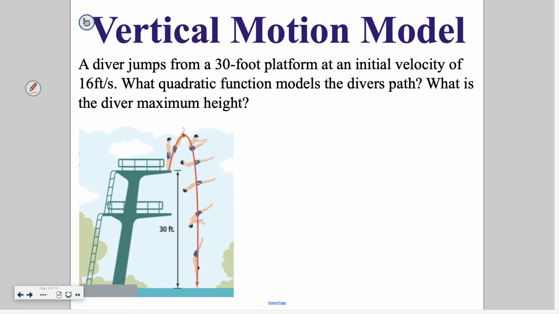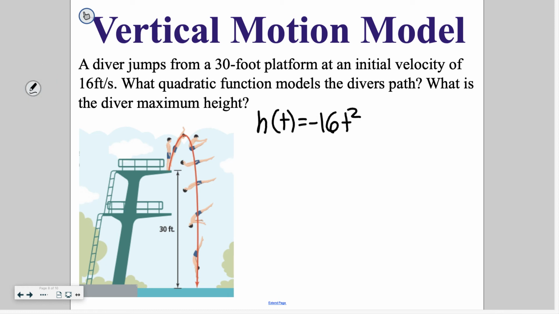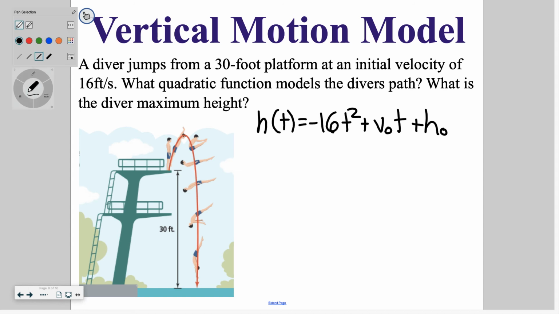So, for example, we have a diver jumps from a 30-foot platform with an initial velocity of 16 feet per second. What is the quadratic function to model the diver's path? And then what is the diver's maximum height? So here we're going to take that equation that we had. So that h of t is equal to negative 16 t squared plus initial velocity of t plus the initial height. So we're going to replace those quantities with the things that we know.